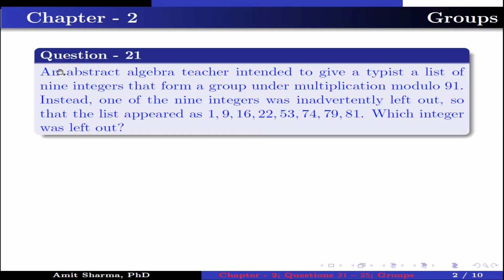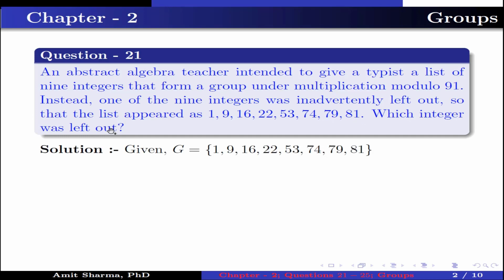Question number 21. An abstract algebra teacher intending to give a typist a list of 9 integers that form a group under multiplication modulo 91. Instead, one of the 9 integers was inadvertently left out so that the list appeared as 1, 9, 16, 22, 53, 74, 79 and 81. Which integer was left out?